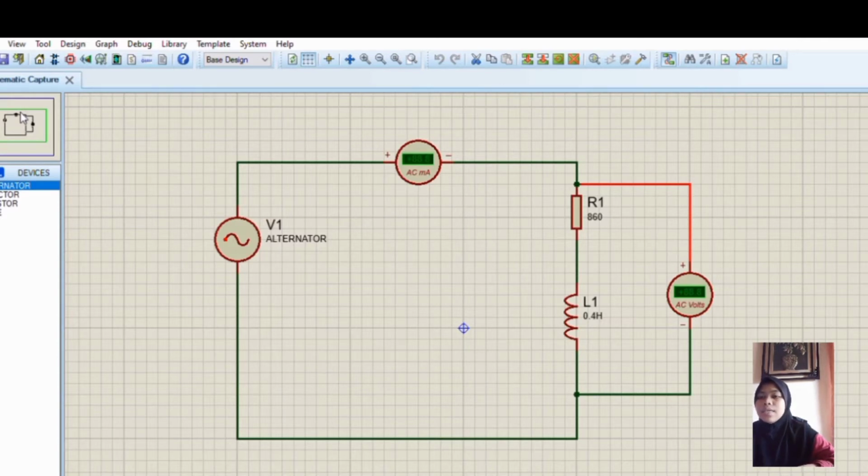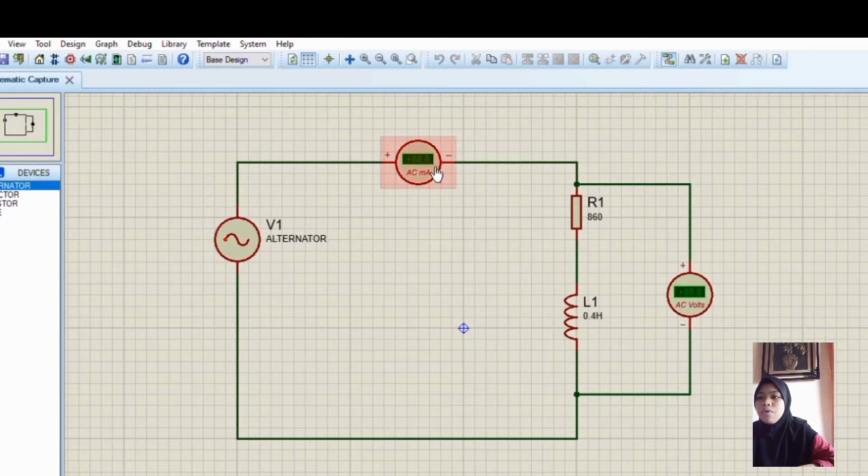This is the circuit diagram that I drew in Proteus. Here we can see the AC source where the VAC is 10 and the frequency is 50 Hz. This is the ammeter with unit milliampere, and this is the voltmeter.